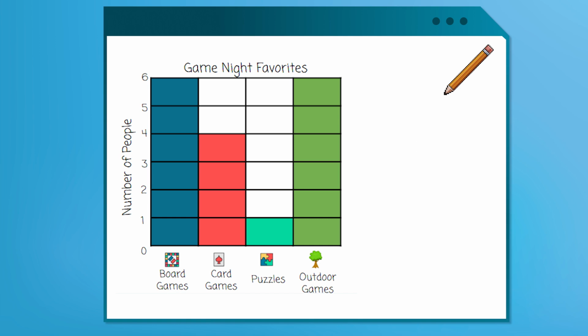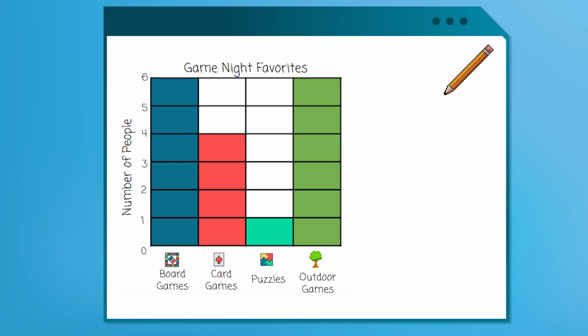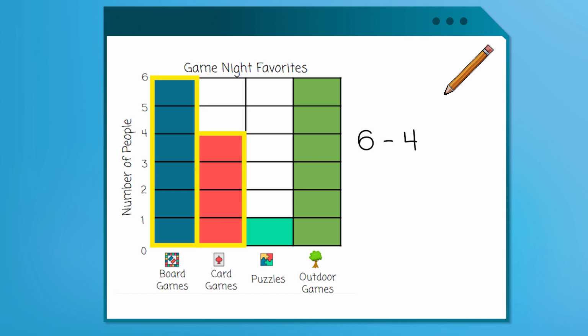Let's try answering some questions that combine totals. How could we find out how many people in total like board games and outdoor games? Right, we can add these two numbers. 6 plus 6 equals 12. And finally, let's try one of those tricky questions Mia asked us. How many more people like board games than card games? We can find the difference by subtracting 6 minus 4, which gives us 2.